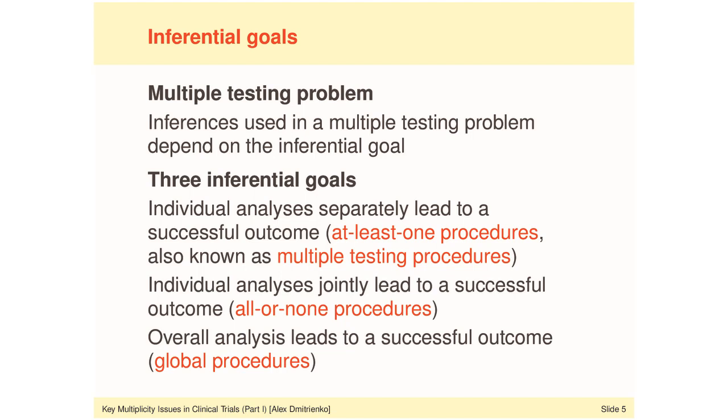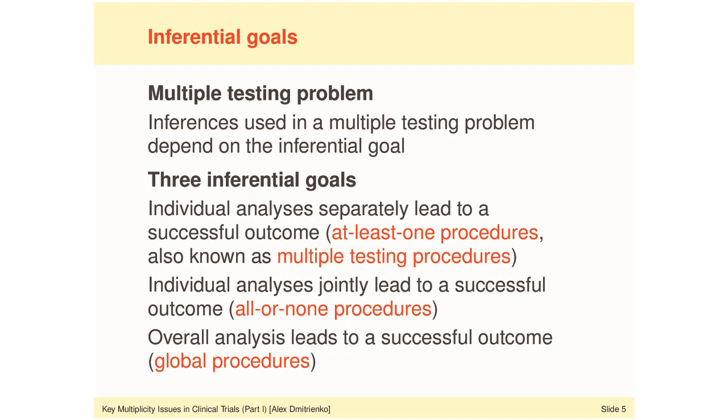And unfortunately, it happens more frequently than you may think that the multiplicity adjustment strategy chosen in a particular trial may not actually match the actual multiplicity problem, which is going to lead to very inefficient analysis. The trial sponsor can consider 3 different sets of inferential goals in a clinical trial. The first one is that individual analyses separately lead to a successful outcome. This is what we normally think of when somebody says a multiplicity problem.